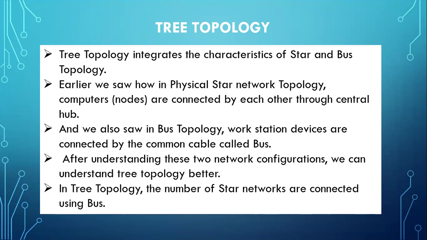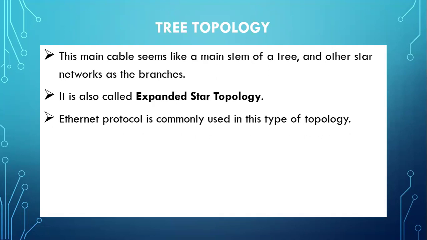Now after understanding these two network configurations, we can understand the tree topology better in a way that in this tree topology, a number of star networks are connected using a bus. So the connector or the main cable seems like the main stem of a tree, and the star networks are the branches. It is also called the expanded star topology. The Ethernet protocol is commonly used in this type of topology.